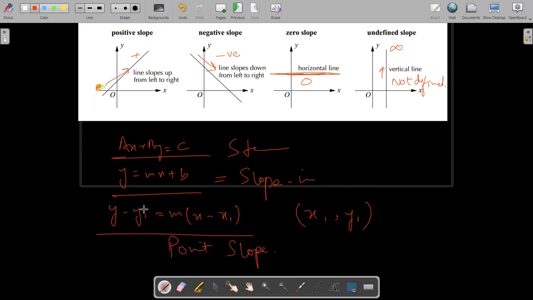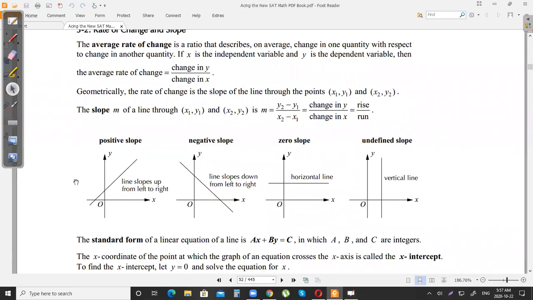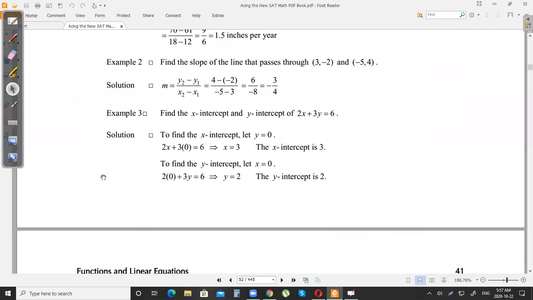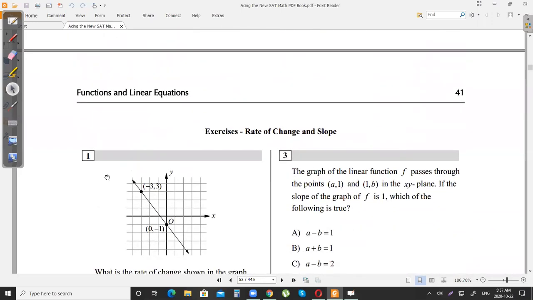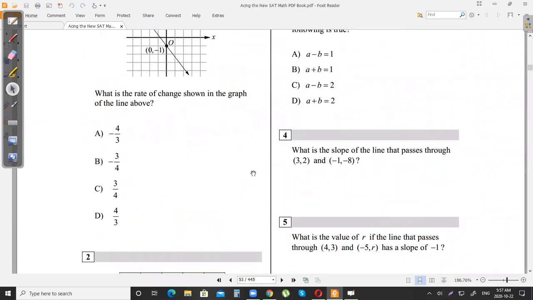We'll understand this thing by the questions. So this is the slope, which we have already introduced a little bit. Now let us see some questions about it. Let us see question number 4.